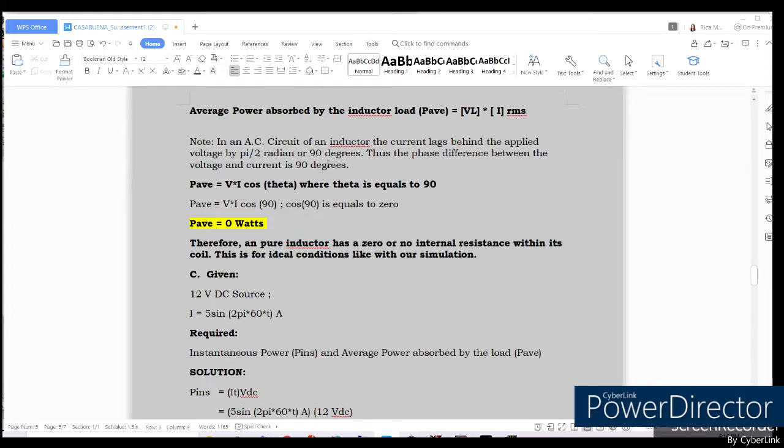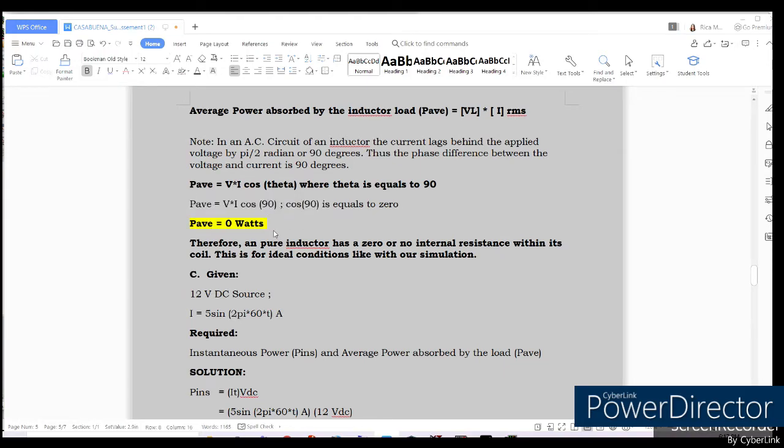We have to take note that in an AC circuit of an inductor, the current lags behind the applied voltage by pi over 2 radians or 90 degrees. Thus, this gives us a phase difference between the voltage and the current of 90 degrees. So, substituting our values, we have our voltage, given, and we have our current, but you have to take note, using our AC principles, that cosine 90 is equal to 0. Any value that you multiply by cosine 90 will give us a value of 0. So the average power across the inductor will be 0.